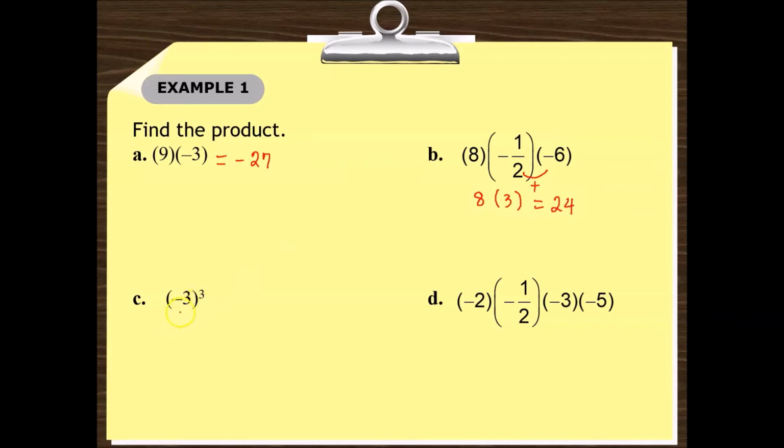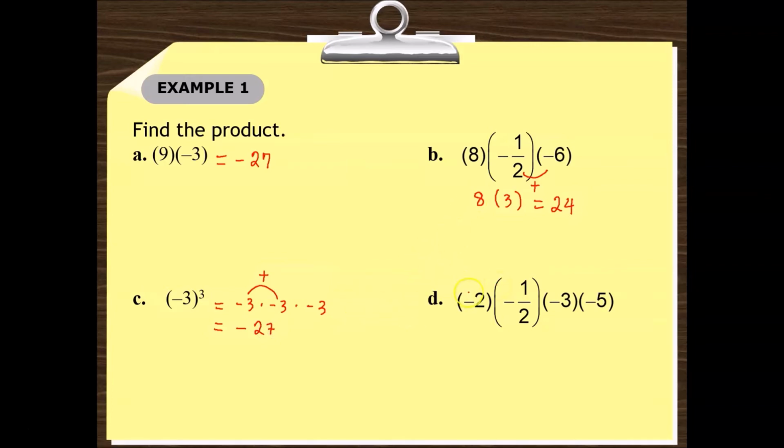Now for letter C, we have to get the cube of negative 3, which means a negative 3 times a negative 3 times another negative 3. So multiplying three negative numbers, our end product will be a negative because these two numbers here will give us a positive, and a positive times a negative will give us a negative. So 3 cubed is 27. So our answer is negative 27.